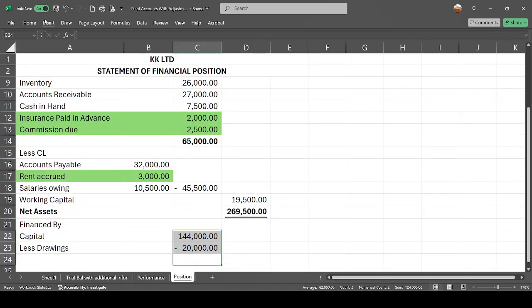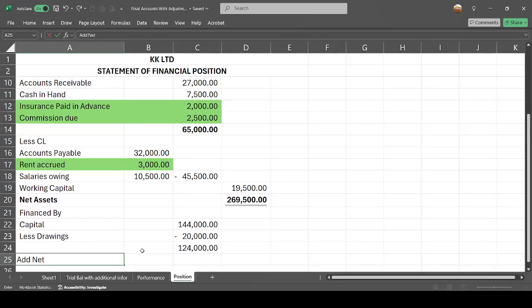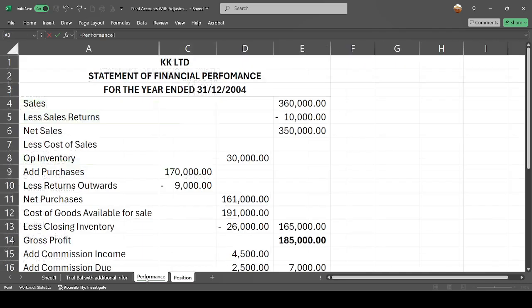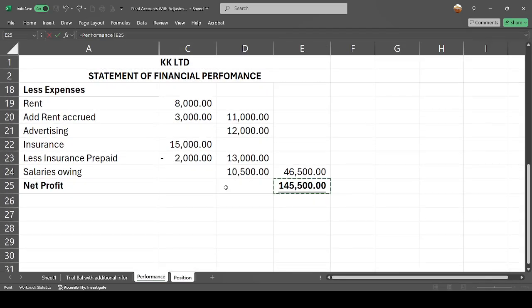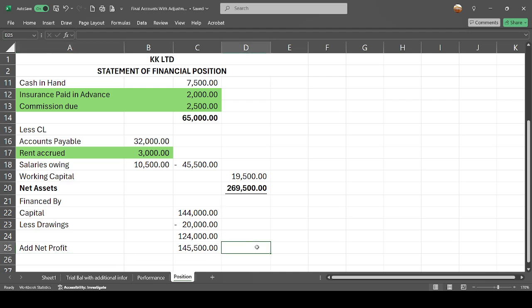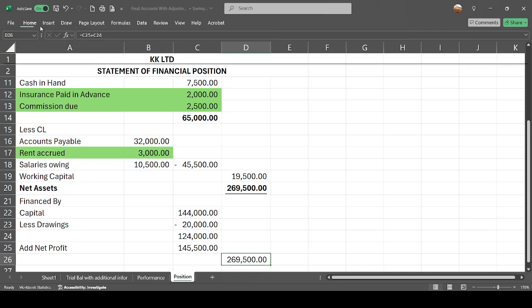So when we subtract that particular one, we end up with 124, and then we add our net profit, or we subtract our net loss for whatever case that there is. But in this case, we had a net profit from the statement of financial performance, and the figure there was 145,500. So when we add that to these two things, you get our 269. So let me bring it down here. We have our 269 there. Again I bold that, and then I double line that. So at this particular point, we can comfortably say that our statement of financial position has balanced at 269,500.